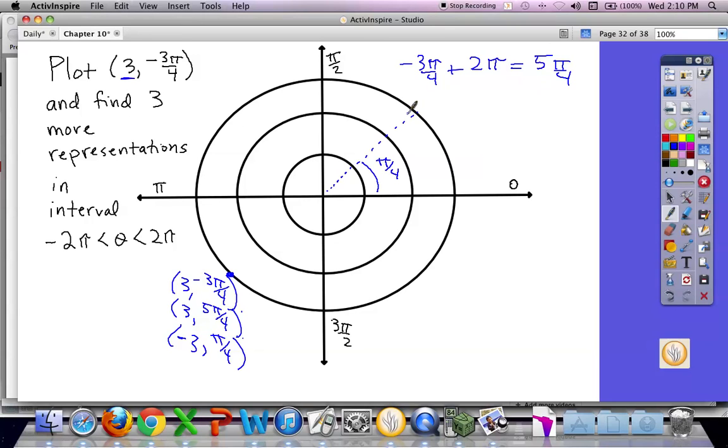9 pi over 4. Well, 9 pi over 4 would be greater than 2 pi. So subtract 2 pi. What's pi over 4 minus 2 pi? Negative 7 pi over 4. So the last one is negative 3, negative 7 pi over 4.